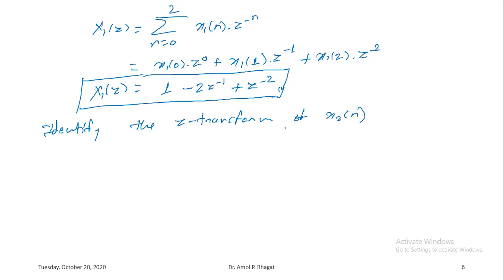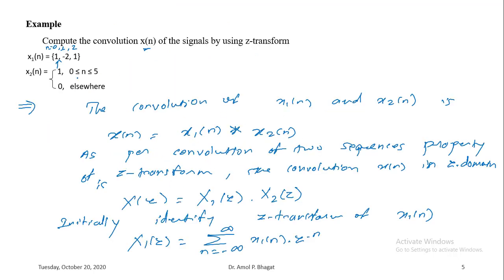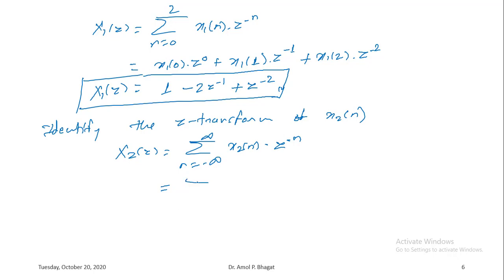Okay, so what will be the Z transform of x2 of n? Again, it will be represented as x2 of z. The formula will be summation n equals minus infinity to infinity x2 of n into z to the power minus n. In case of x2 of n, the value of x2 of n is 1 for n greater than or equal to 0 and n less than or equal to 5, and for other values it is 0, so it will only exist for the limit 0 to 5. So here again the summation can be taken from n equals 0 to 5.